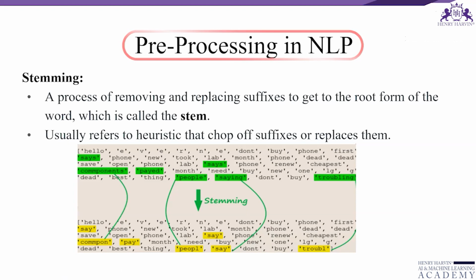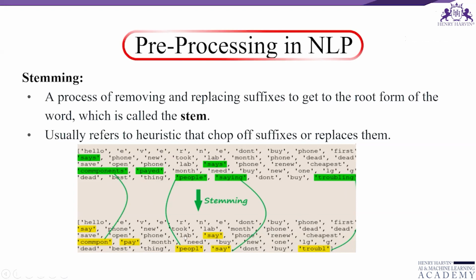So in such cases, we use lemmatization instead, because it is a robust, efficient, and methodical way of combining grammatical variation. So we will look into the differences of both. You can see here, when you do stemming, what is happening? People is changed to PEOPL, saying is changed to say, says is changed to say, components is converted into component, and paid is changed to pay. Saying has converted into say, and troubling is changed into TROUBL.